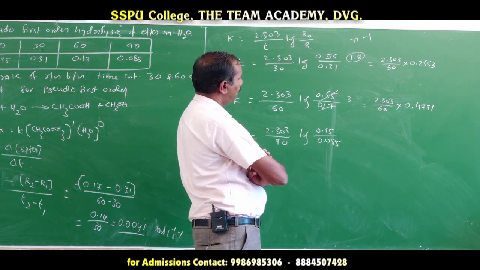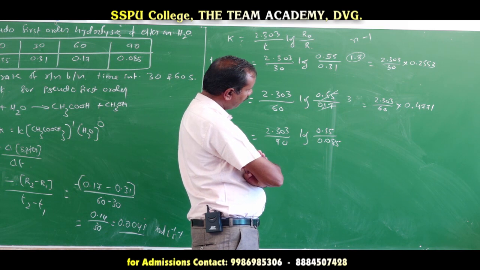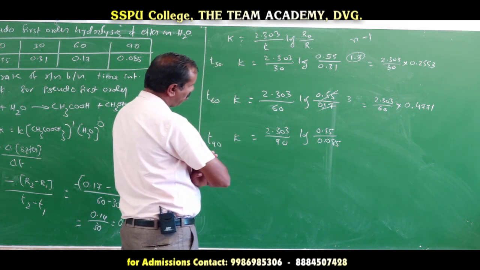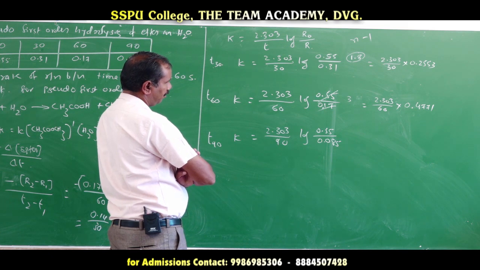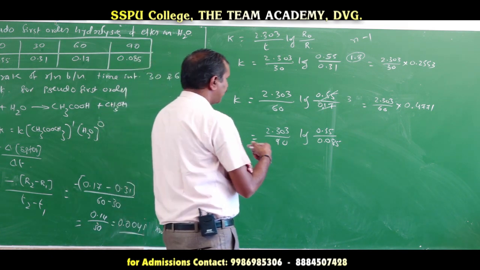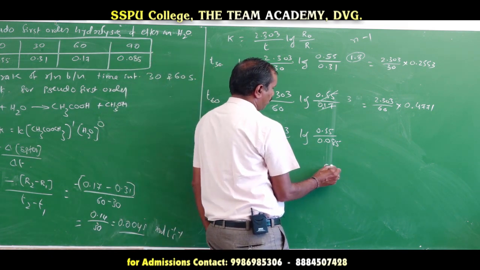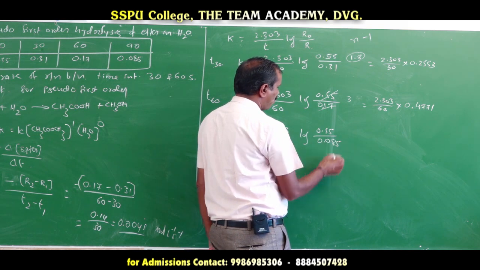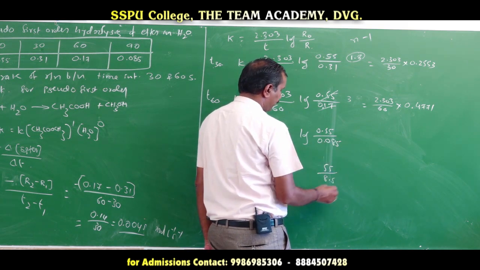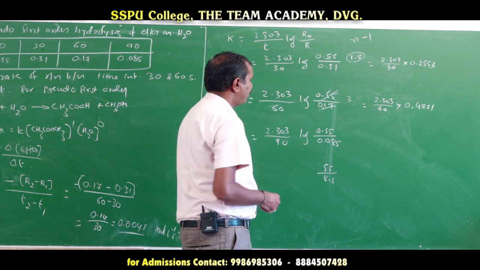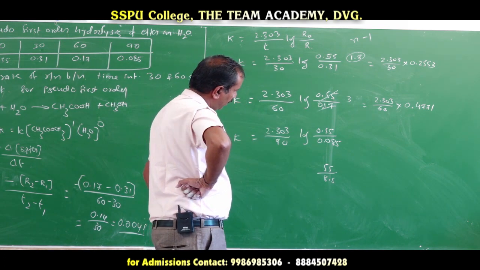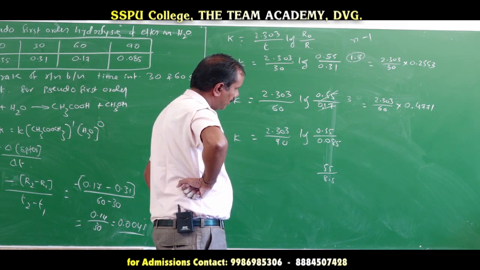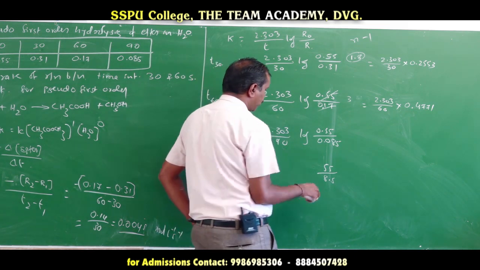0.085, if we multiplied with 3, or I can write 55 divided by 8.5. 8 5s are 40, 8 6s are 48. So nearly it becomes 6.